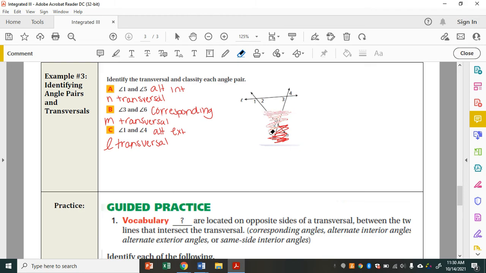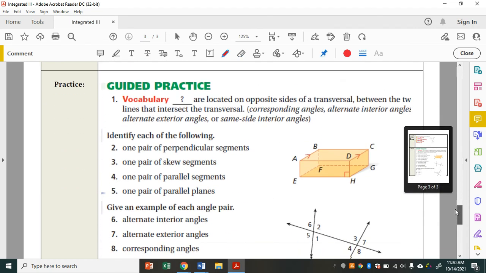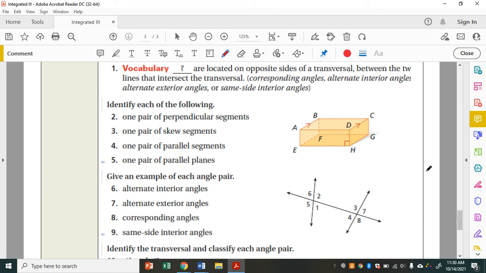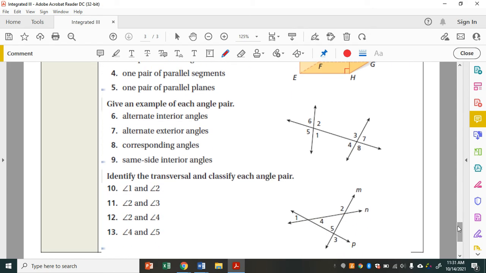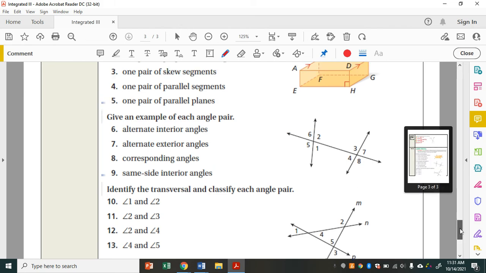Okay. So once you have that down, take a second, go to the bottom of this page, and I want you guys to pause the video, take your time, and try the 13 practice problems here. When you finish, you can hit play again and we'll go over them together.